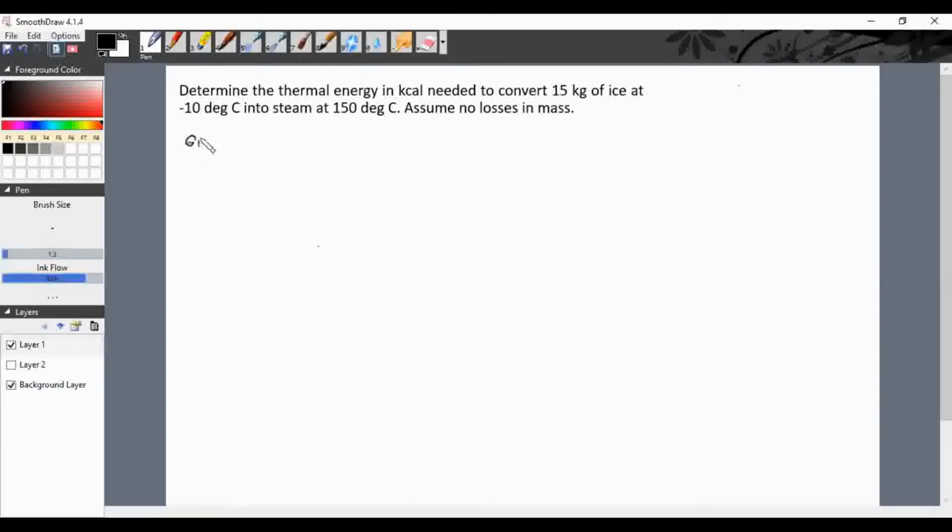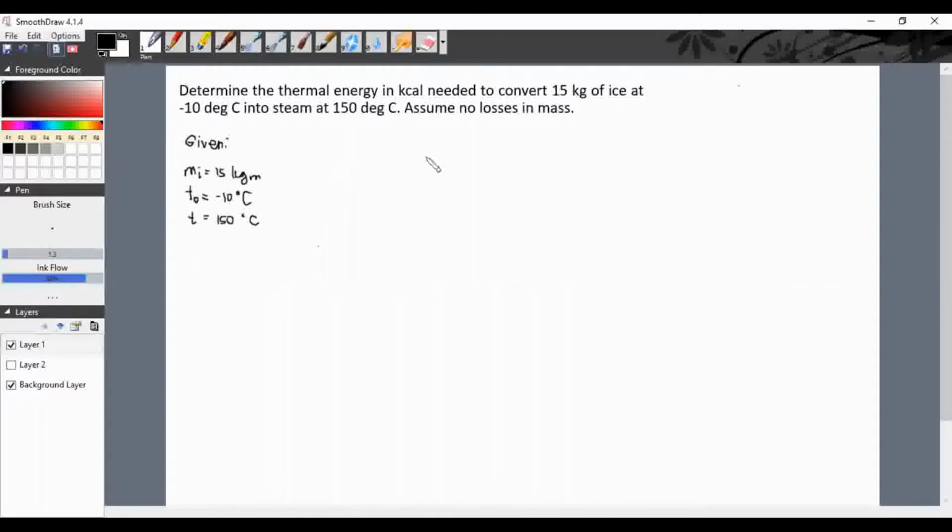data. Given natin, meron tayong mass. Mass of ice, which is equal to 15 kilogram mass. And then, initially, meron tayong temperature. Gagawin ko na lang T sub O, T sub O, which is negative 10 degrees Celsius. And then this ice will be converted into steam at a final temperature of 150 degrees Celsius.